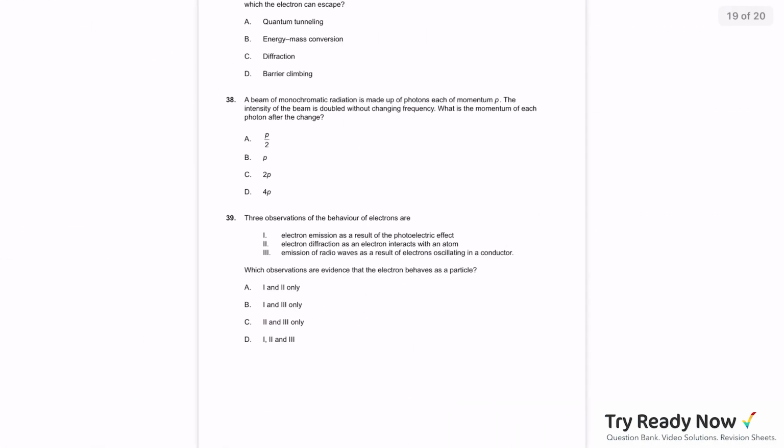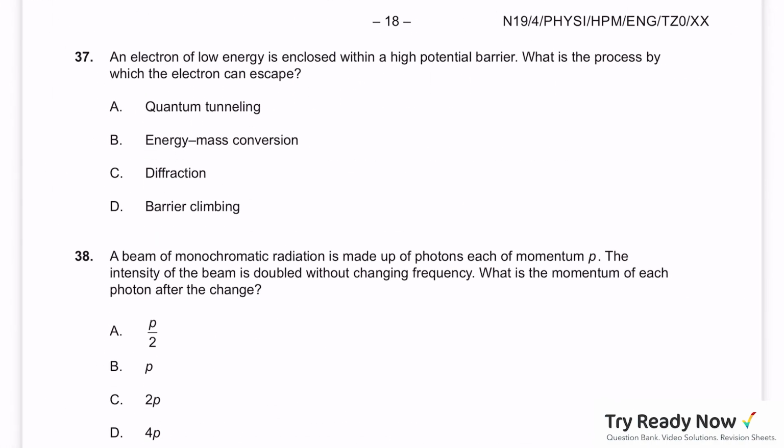Okay, so question 37. An electron of low energy is enclosed within a high potential barrier. What is the process by which the electron can escape? So straight off by reading that, you should already know the answer for this, and it's A. It's called quantum tunneling. It's when electrons with low energy can jump through barriers of potential.